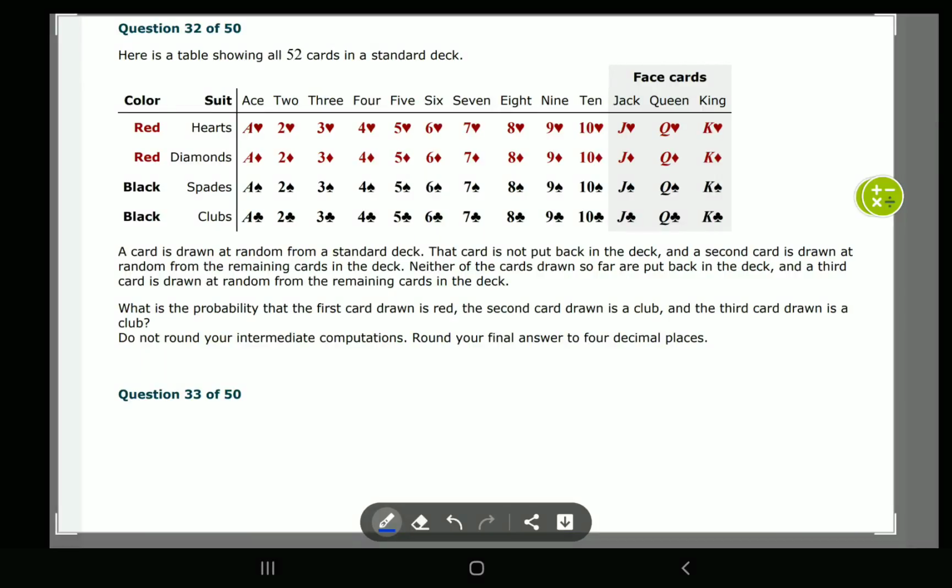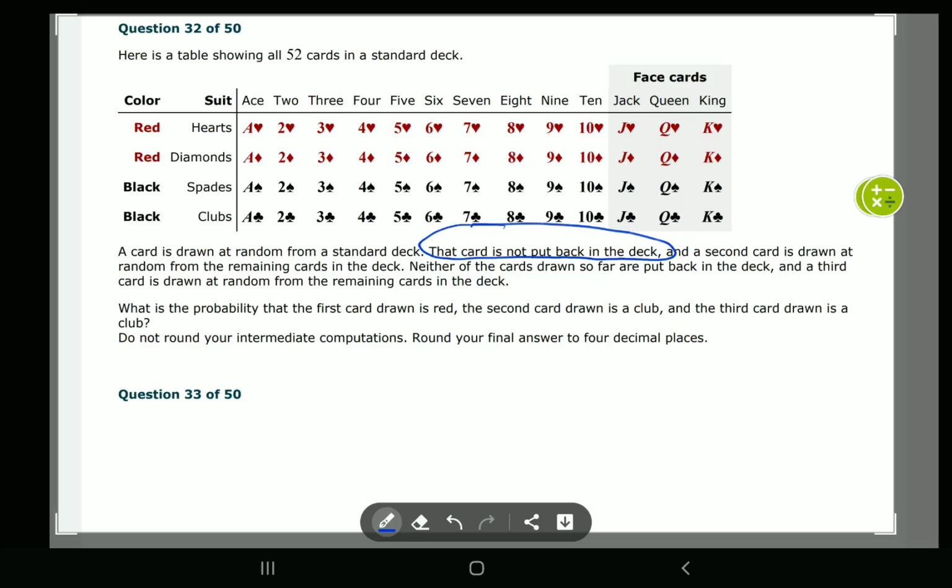Number 32. Here's the table showing all 52 cards in the standard deck. And now let's read the directions carefully. It says a card is drawn at random from a standard deck. The card is not, I'm going to circle that, not put back into the deck. And the second card is drawn at random from the remaining cards in the deck. Neither of the cards drawn so far are put back in the deck. And a third card is drawn at random from the remaining cards that are in the deck.